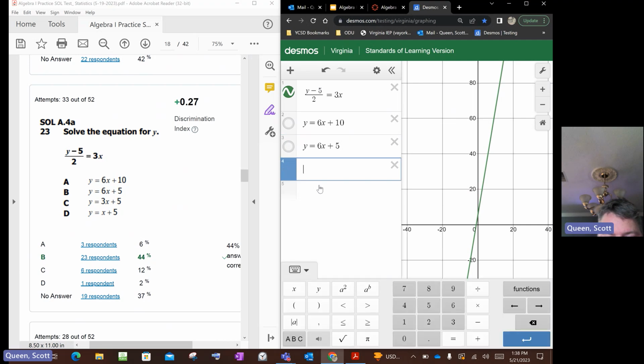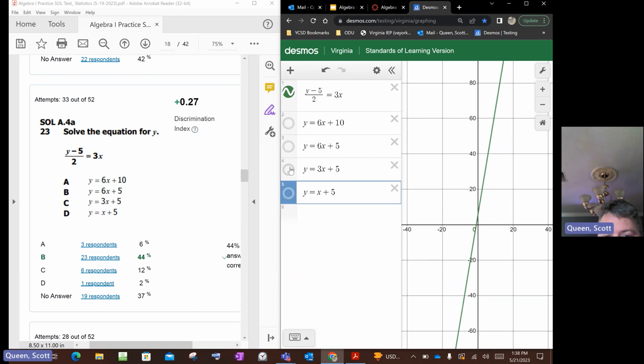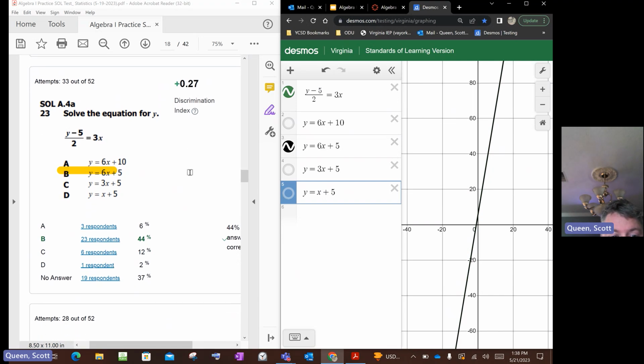All right, so C, y equals 3x plus 5. That's clearly not it. And then D, y equals x plus 5. Definitely not it. Okay, so there is my answer. Y equals 6x plus 5. That would be B. See how easy that was? Too many people miss that, y'all.